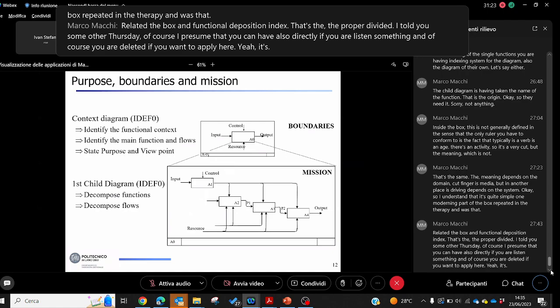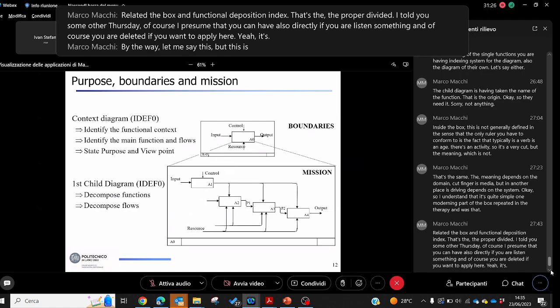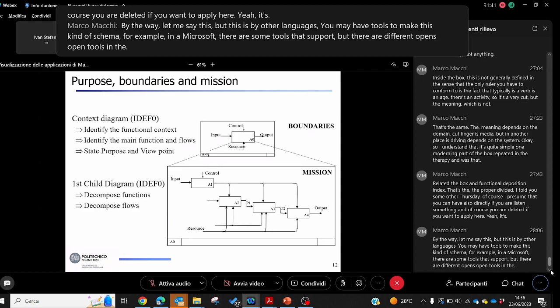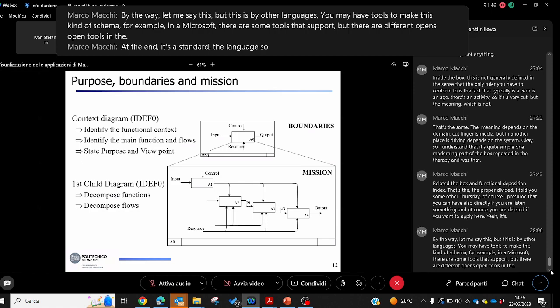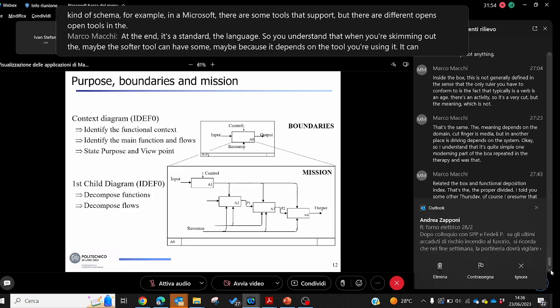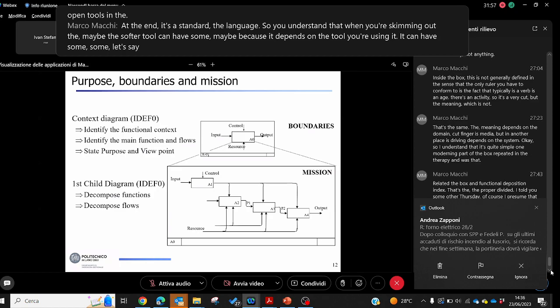By the way, this is valid for other languages too. You may have tools to make this kind of scheme. For example, in Microsoft there are certain tools that support IDEF0, but there are others. You can of course find open tools on the web, so there is everything. In the end, it's a standard language, so when you're schematizing, the software tool may have some capability to verify whether the syntax is correct. But this depends on the software.